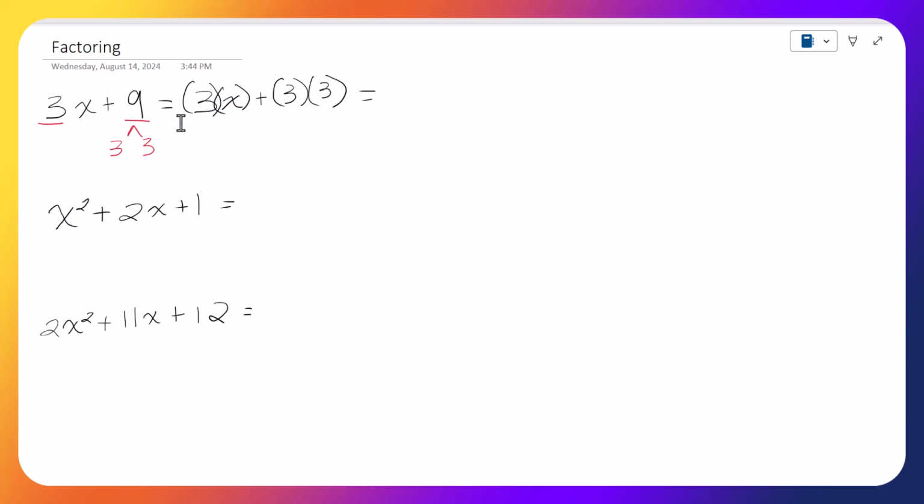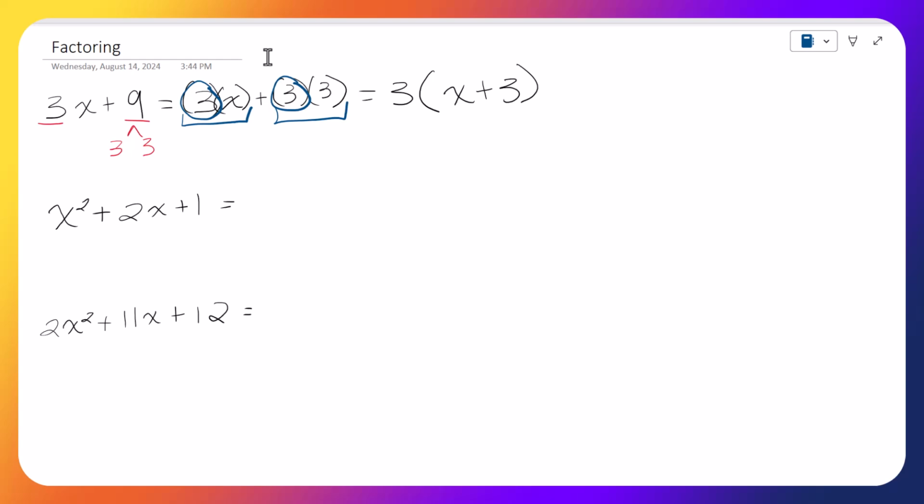Both of these terms, this 3x and this 3, they both share a 3 in them. So that means I can pull out that 3, and I can rewrite it as 3 times x plus, because there's a plus right there, plus 3. And that's how we do the first one. And I wrote it out that way for a reason, as we'll get into in the next one.